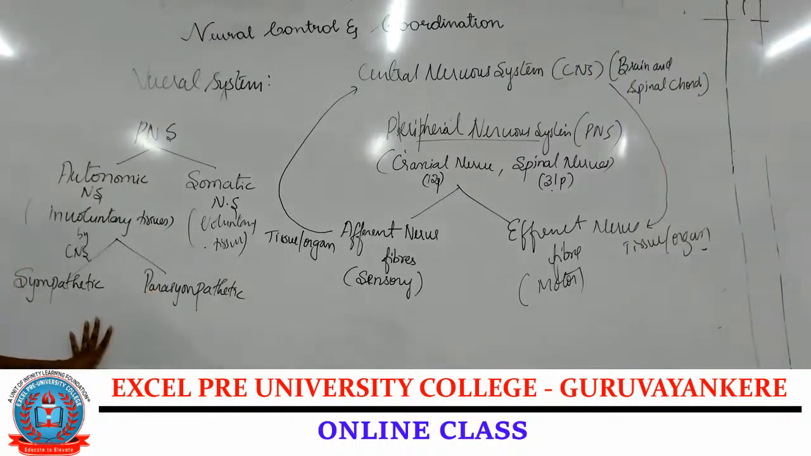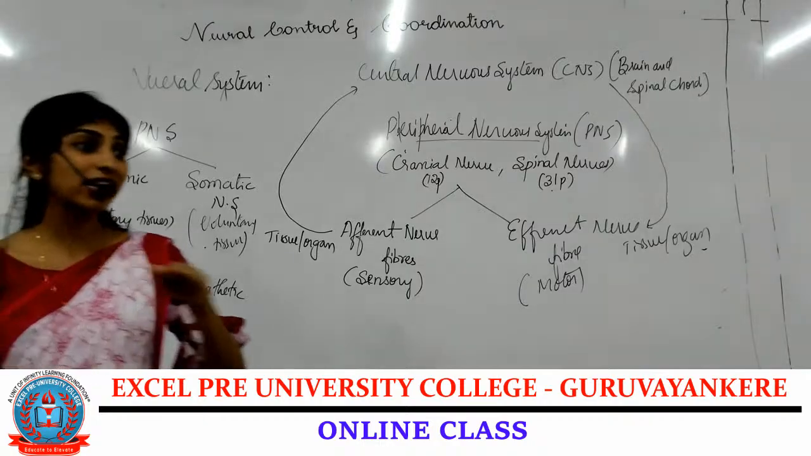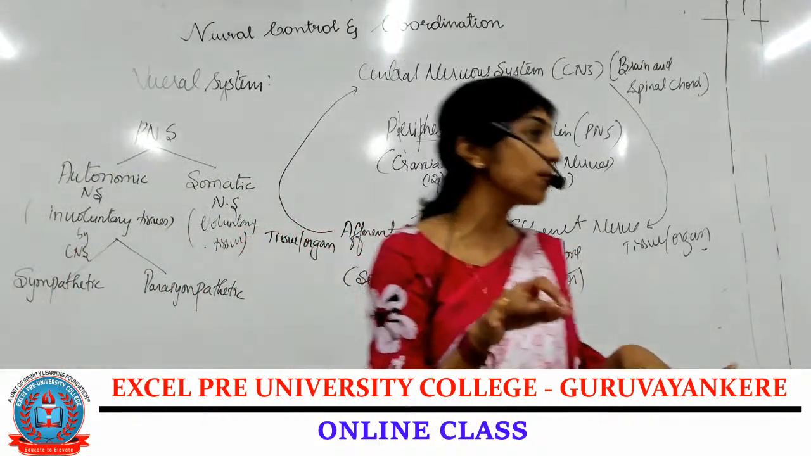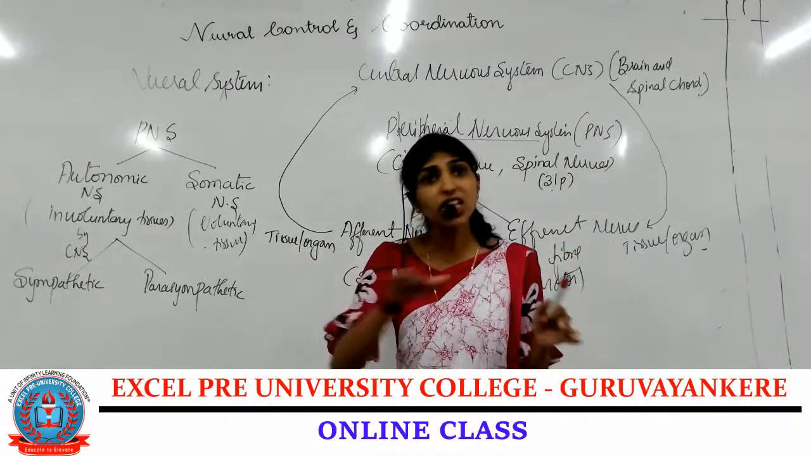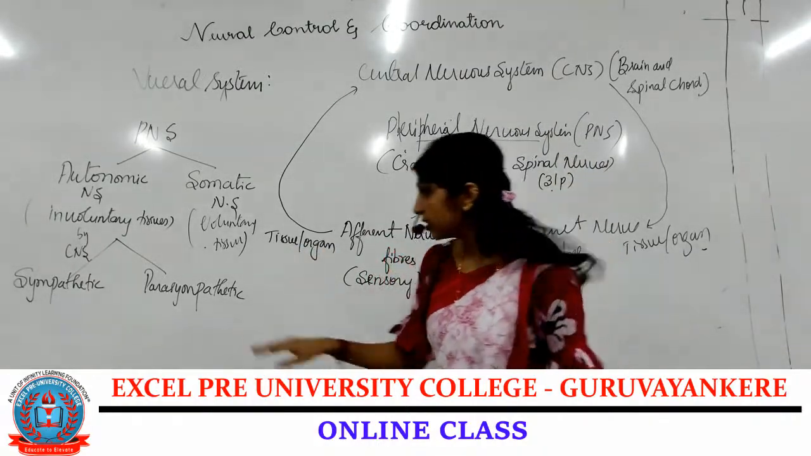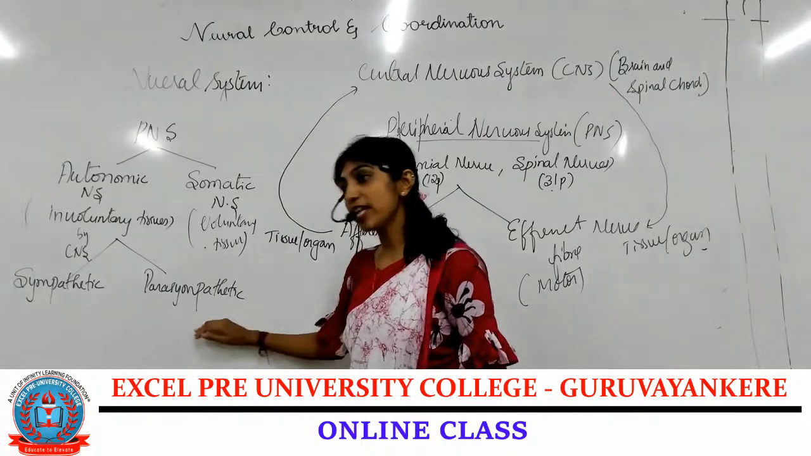If the functioning has to increase, body functioning has to increase, then the signal will be sent along the sympathetic nerve. If it has to reach the resting condition, we say the parasympathetic nerves help in housekeeping. What is the meaning of housekeeping? That is the relaxed condition. Then the signal will be sent along the parasympathetic nerve.